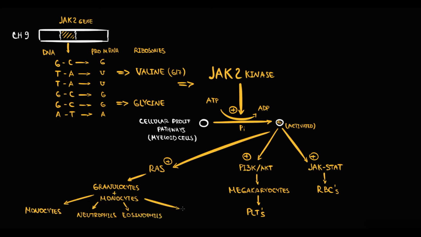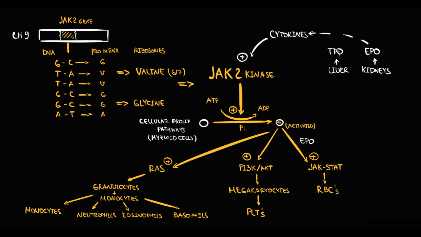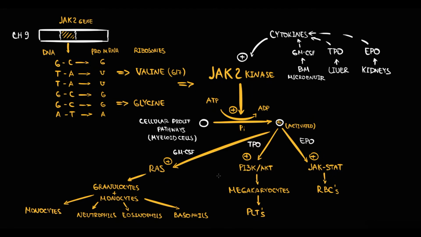And in normal condition, JAK2 kinase is active only when it receives a signal from cytokines. Kidneys produce erythropoietin that stimulates red blood cell production. Liver produces thrombopoietin that stimulates production of megakaryocytes, from which platelets are formed. And the bone marrow microenvironment, by secretion of granulocyte-macrophage colony stimulating factor, causes an increase in production of granulocytes and monocytes.